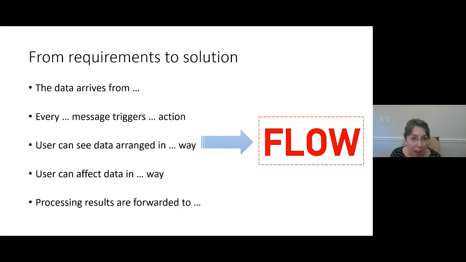We've always been there. We've been looking at the new project and we've asked these questions. The data comes from here, and these situations trigger certain actions. Users get to see the data or feel the data or hear the data arranged in a specific way. Users can interact with data and cause changes. And then something happens and results are stored or displayed, usually both, counted in certain ways.